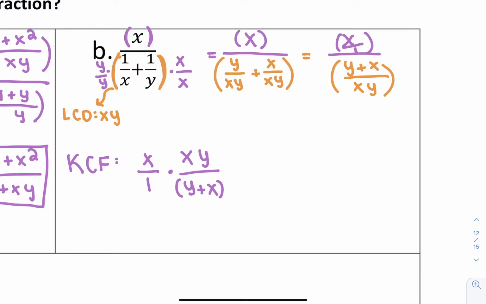Now I'm going to multiply numerators, multiply denominators. I have x times xy over 1 times y plus x. Lastly, I can multiply x times x as x squared times y over y plus x.